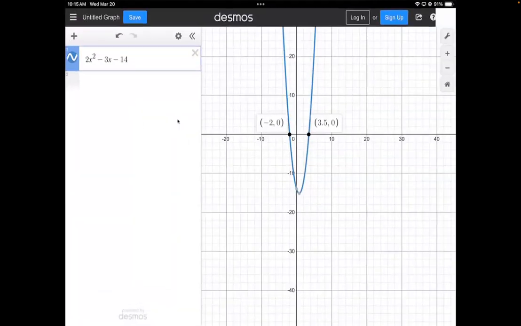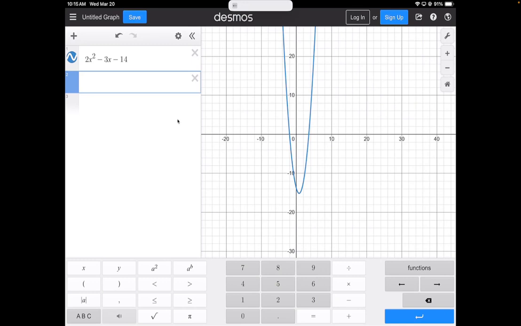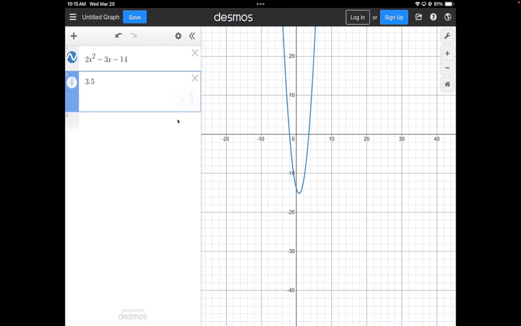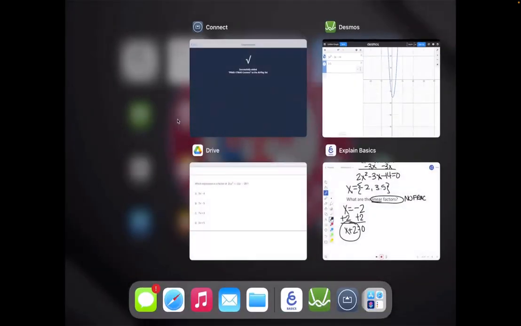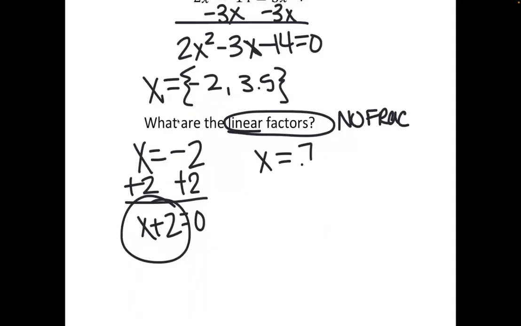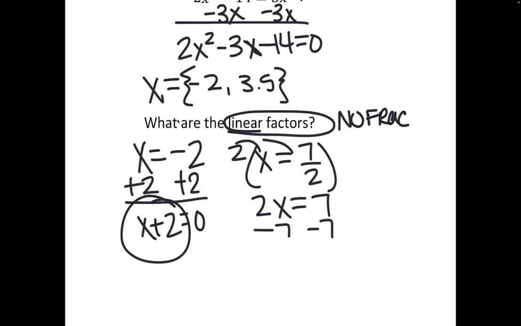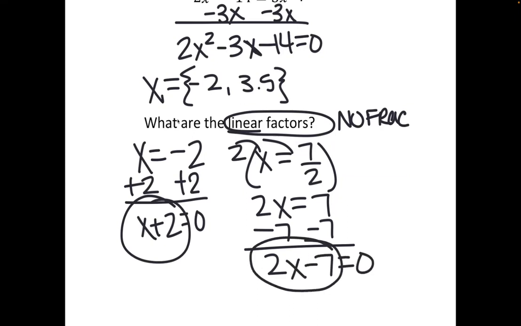This 3.5, if you aren't sure what that is as a fraction, remember in Desmos you have this little circle on the side, so 7/2. If you need to get rid of a fraction, we're going to multiply by the denominator, and then not -7, I'm sorry about that, +7, right? We're multiplying here and here. 2 times 7/2 is just 7. And then we would need to move that 7 over. 2x minus 7 equals 0. So these are our two linear factors, x plus 2 and 2x minus 7.